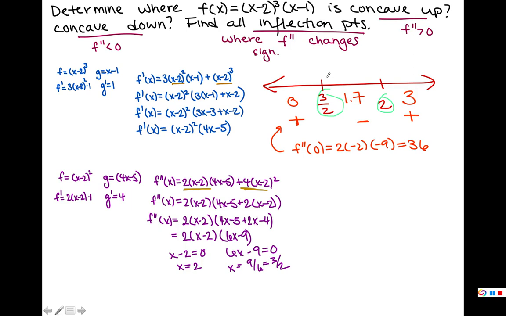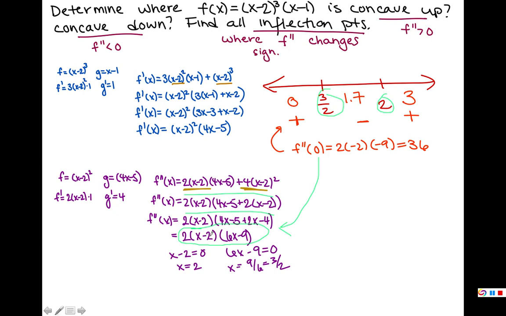1.7 is between 3/2 and 2, and 3 is bigger than 2. I'm going to take my test values and plug them into my second derivative. I chose to plug them into the factored form down here that I've just circled, but really you could plug it into any of these purple lines I have.